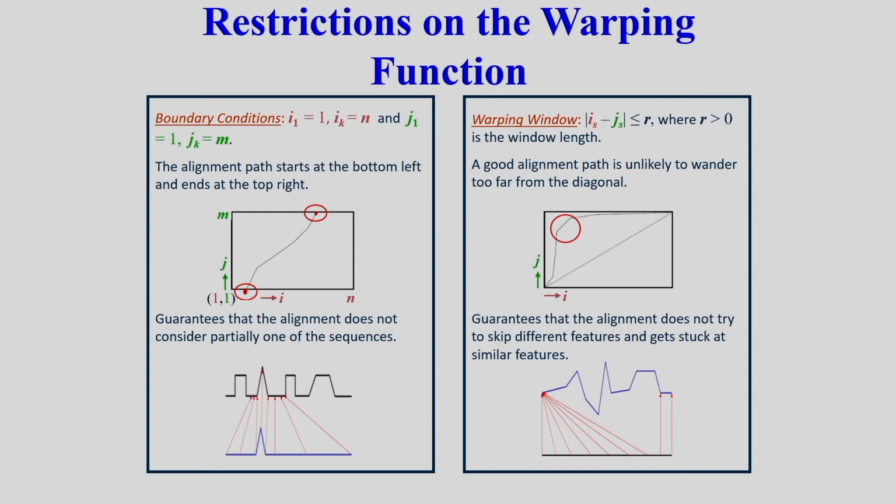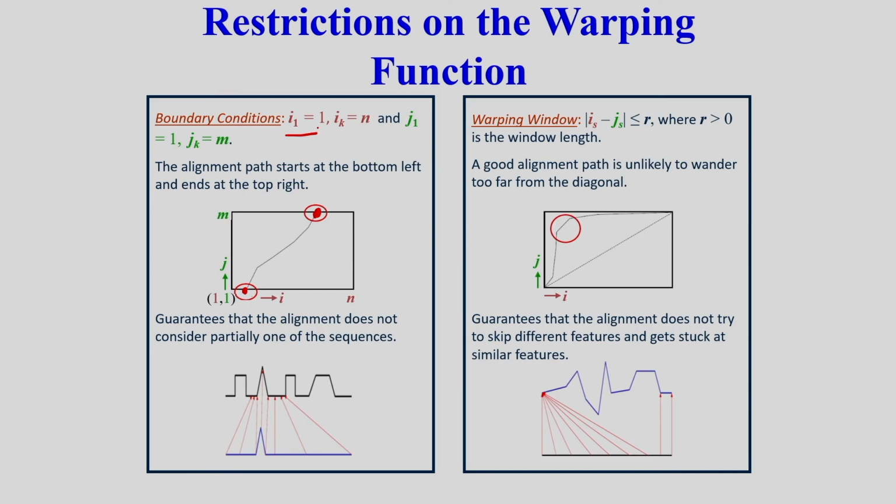But in the figure I am showing that here you can see the alignment path is starting from this point and it is ending at this point. But actually it should start at the bottom left and end at the top right. So what is the importance of this? It guarantees that the alignment does not consider only part of one of the sequences. So that is why we have to consider the starting point like this.